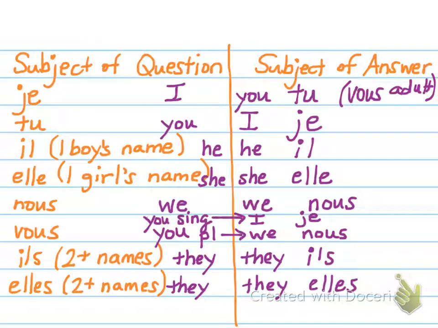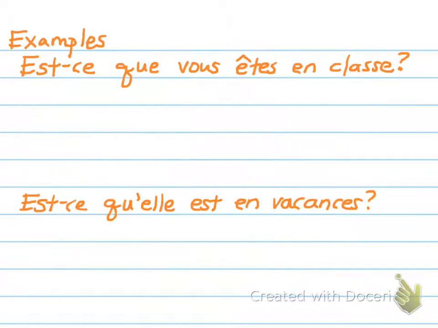So again, I just go over this because in the past I've had students who've struggled with, here's the subject of my question, what subject should I use in my answer? So here's a little spot that you can write down and have some notes, and it can help you figure that out. So we want to look at 2 examples here. We're going to answer these both affirmatively and negatively. So, est-ce que vous êtes en classe? Okay. Which is asking, are you in class? Let's first assume that we're responding to this in a plural way.